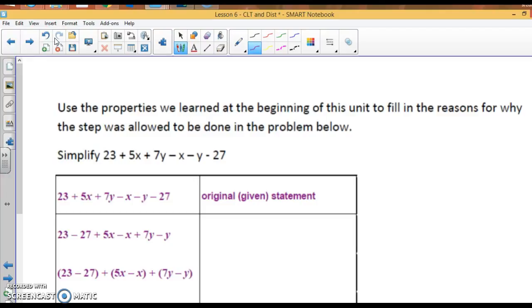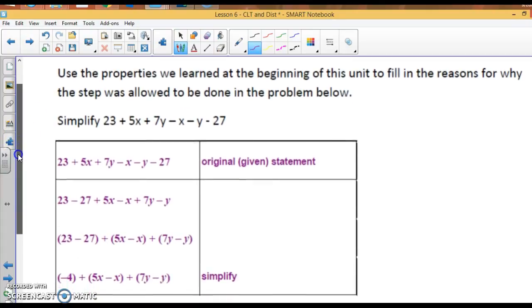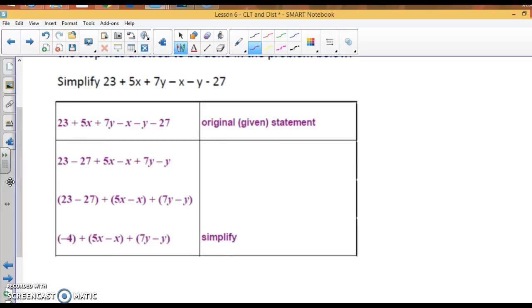All right, let's take a look at this one. This is interesting. It says, use the properties we learned at the beginning of this unit to fill in the reasons for the steps that were allowed to be done in the problem below. Okay, so here's our original problem: 23 plus 5x plus 7y minus y minus x minus y minus 27. Now, look what we did. We reordered this and we put the like terms together. So basically, they put it in a different order. So what is that? The commutative property, and it's of addition.